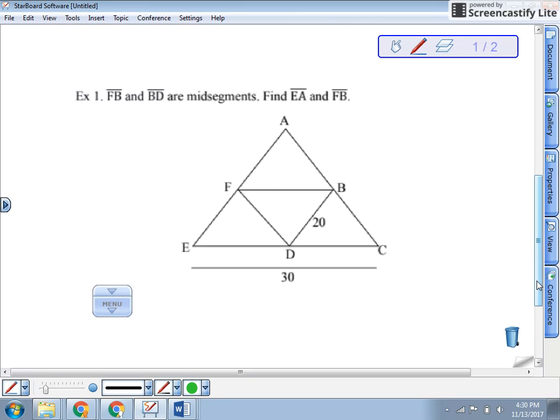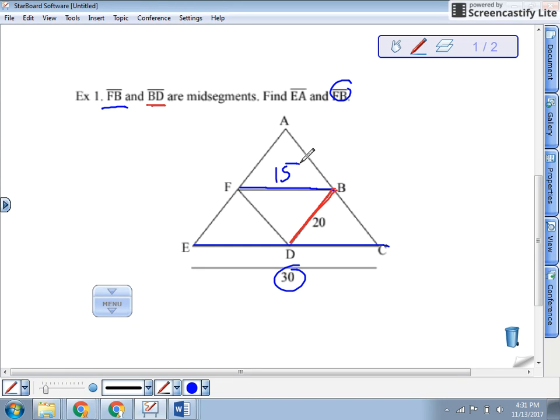If FB and BD are mid segments, so there's FB right here. That is a mid segment. And BD is also a mid segment right here, all right? Then find EA and FB. So let's find FB first, all right, in blue here. Okay, well FB, where's that parallel side? It's right here, and you can see that that measures 30. Well, that means that FB is going to be half that. We said the mid segment's half of the parallel side, so if the parallel side's 30, that's 15.